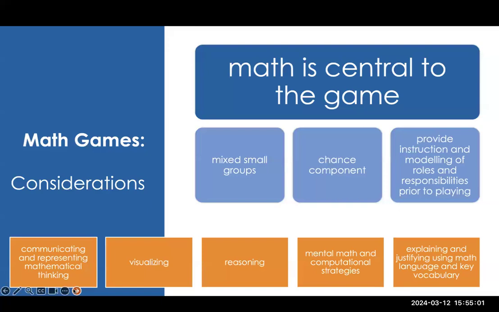And we have lots of resources available that have information about different math games on the portal. And again, you can see across the bottom, so many math curricular competencies that are developed through the play of math games alongside those core competencies of collaboration and communication as well.